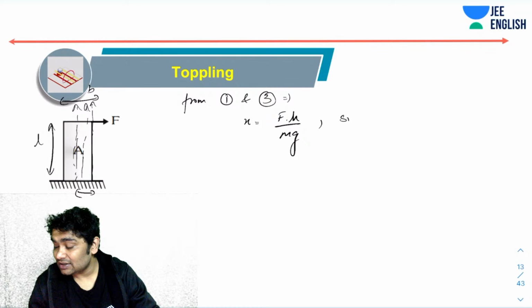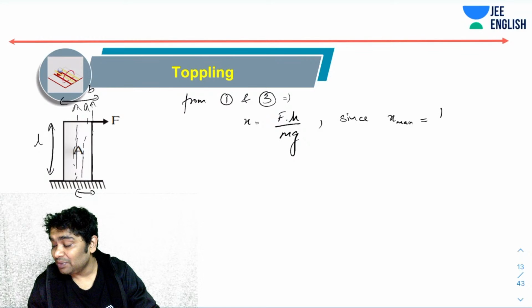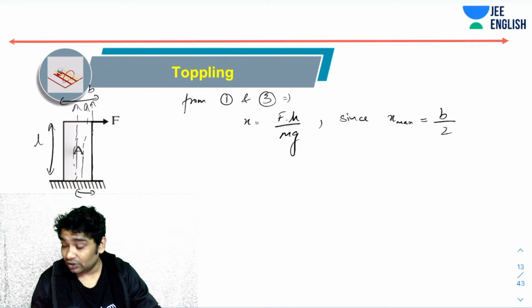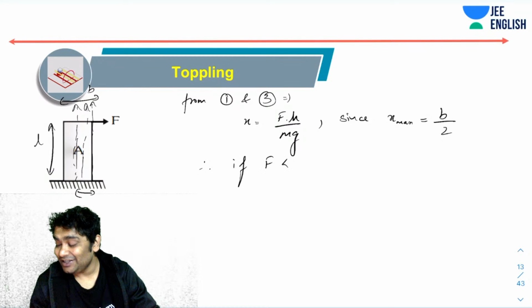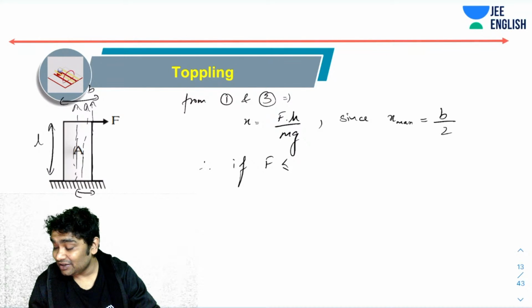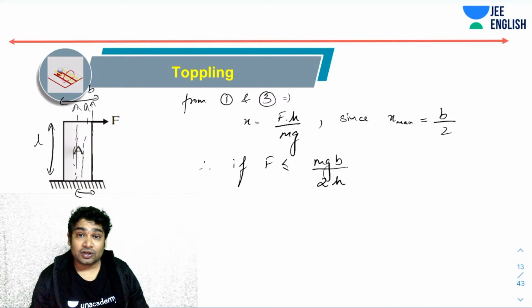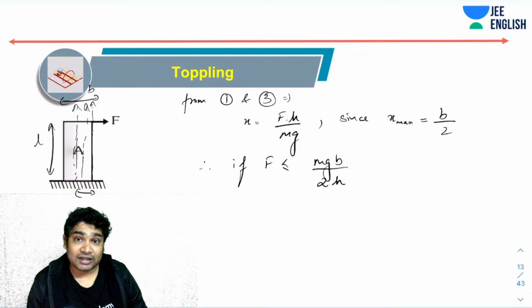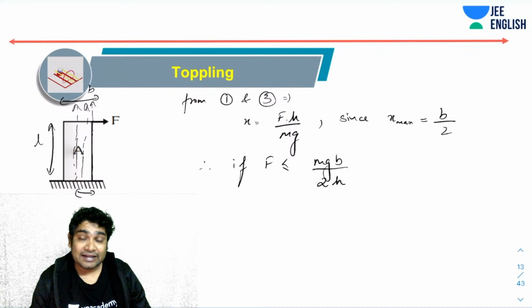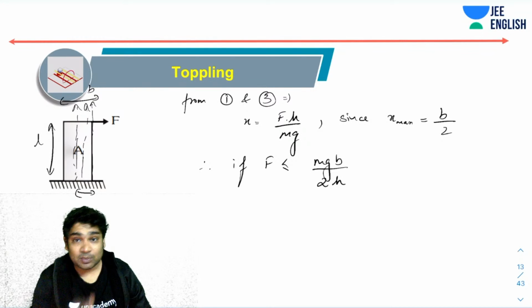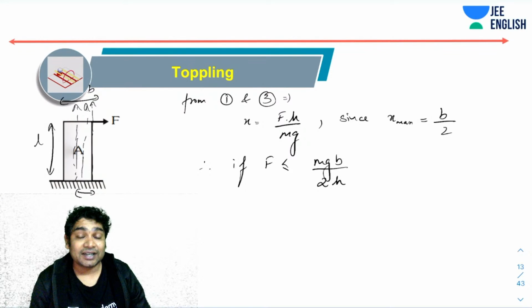Now, since x max equals b by 2, therefore if F is less than or equal to mg b over 2h, so if that is the condition, you realize for this x will remain less than or equal to b by 2, right? So for up to this amount, the torque due to F can be balanced by N. N would shift, try to balance the torque due to F.